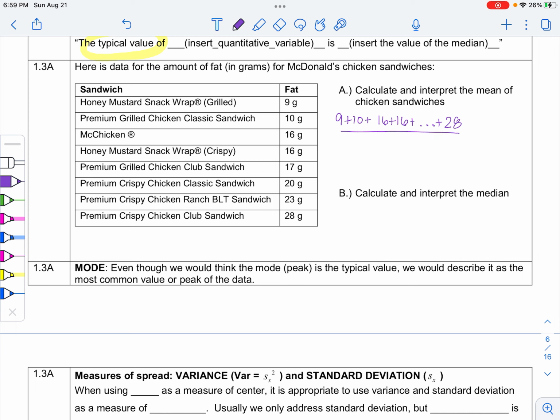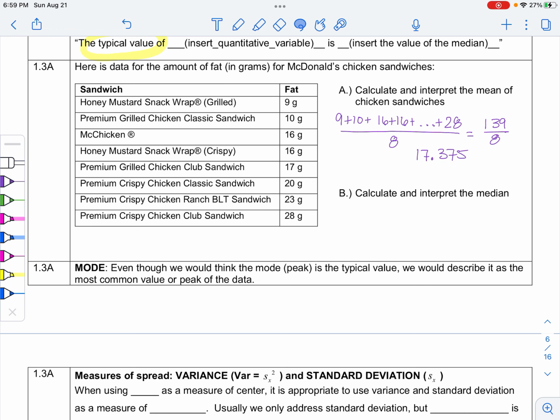Part of the AP is you need to show them you know what you're calculating, and there are 8 data points in there. In total, all of the data adds up to 139. We divide that by 8 to find our average. And we see that the actual mean comes out to be 17.375.